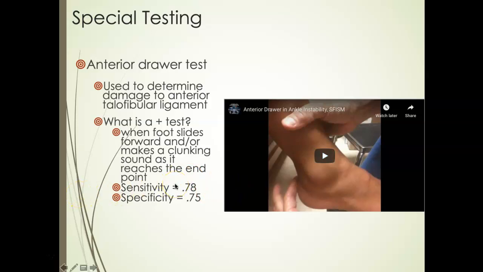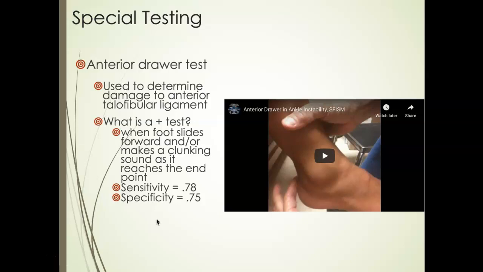Now, you guys might all say, well, Dr. Cosby, what's a good test to rule in an anterior drawer or an ATFL injury, right? Well, that's the specificity. The specificity tells us this. If a test is positive, how likely it is at ruling in the pathology, right? And so a highly specific test will be good at ruling in the pathology when it's positive. So if I have a positive anterior drawer, I'm 75% sure that that patient has an anterior talofibular ligamentous injury, right? These become important when we're trying to decide which special test to use to help us in our diagnosis.